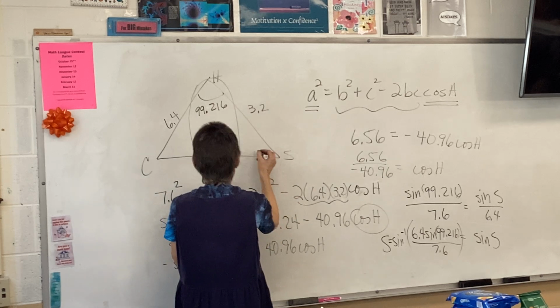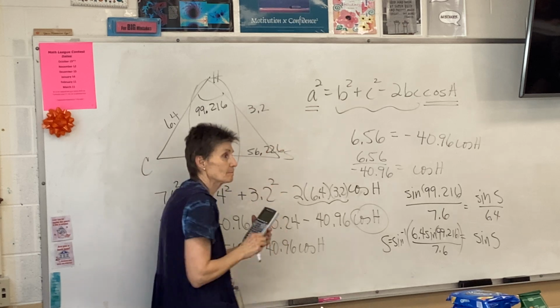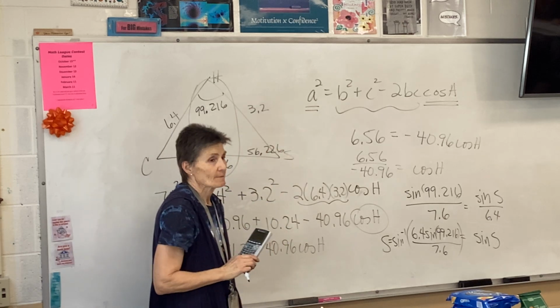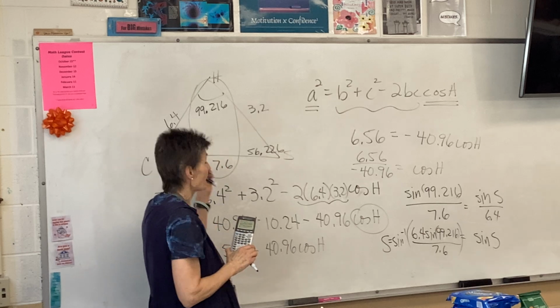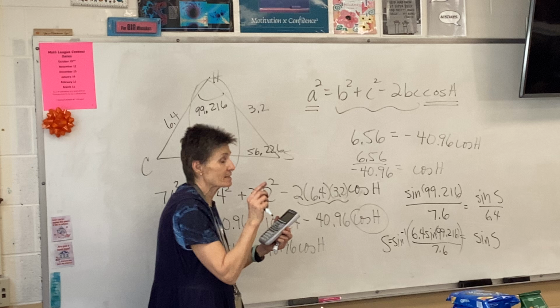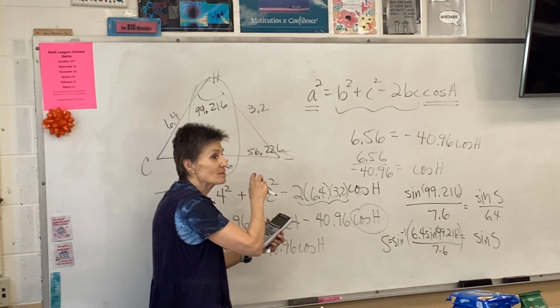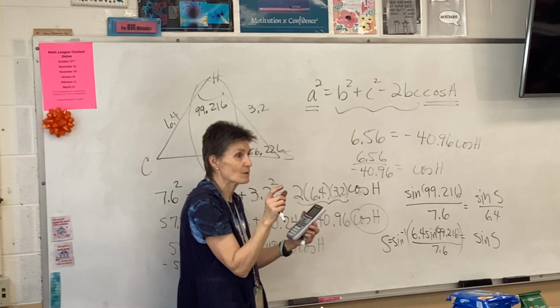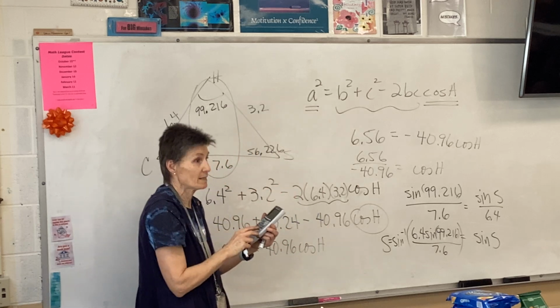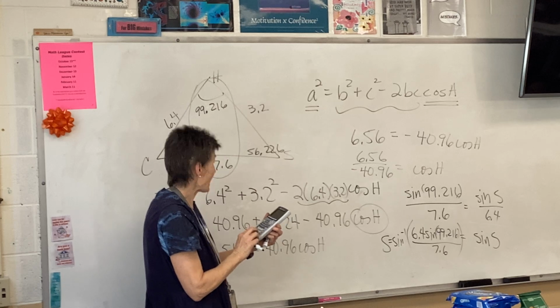I got 56.226. And take 180 and subtract, and now to find our third angle. Well, we can because these have to add up to 180. And because of the rounding, they could be off by 1,000th or so, so we're gonna subtract from 180, because they have to add up.